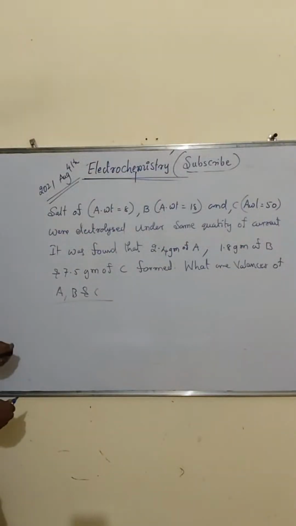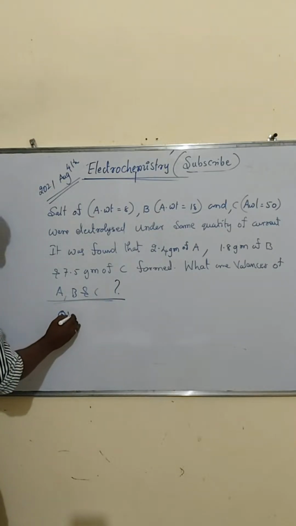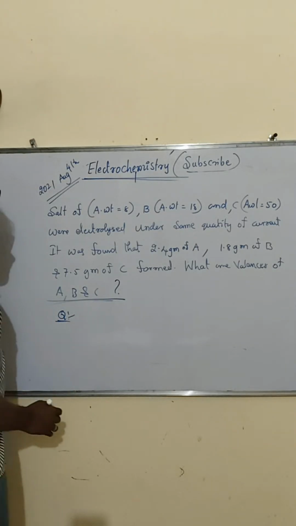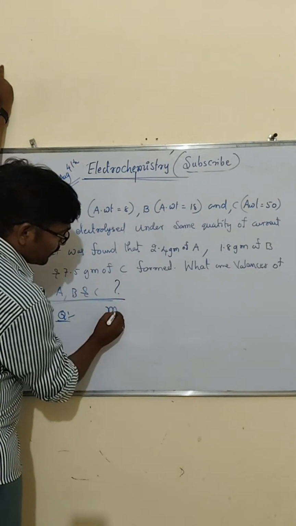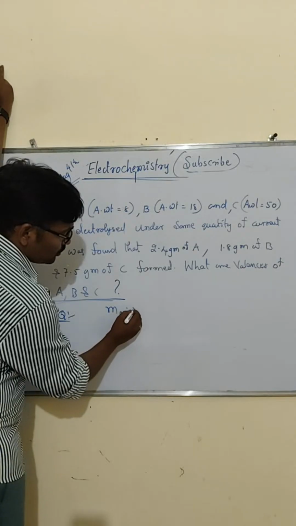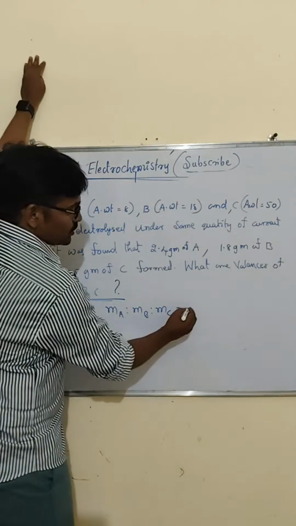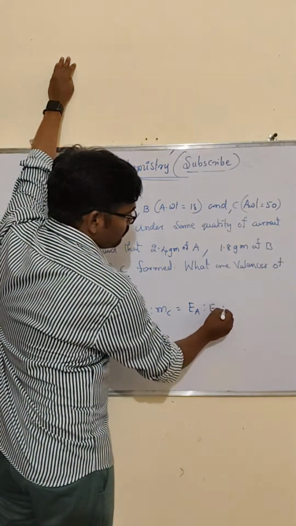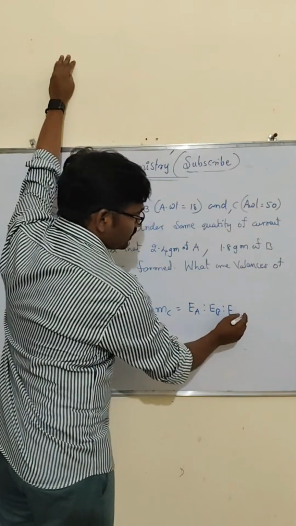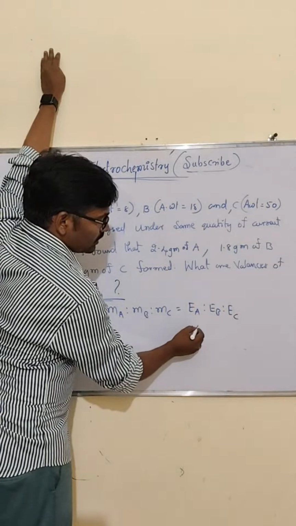So, as I said earlier, how to answer this question? According to Faraday's second law, same quantity of current is passed through it. So mass of A is to mass of B is to the mass of C is equal to equivalent mass of A is to equivalent mass of B is to equivalent mass of C. So what did we say equivalent mass is?